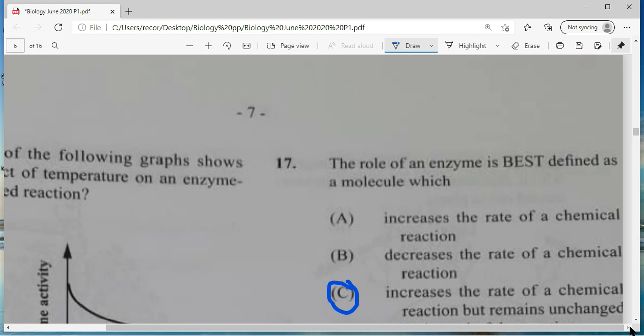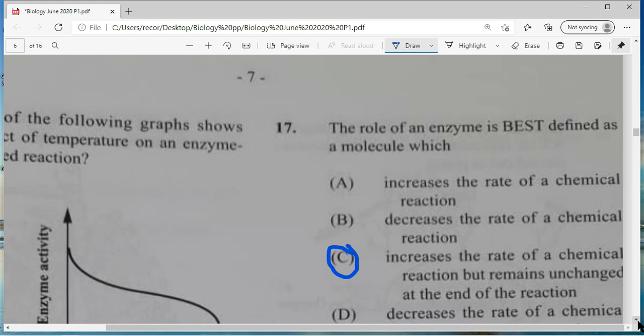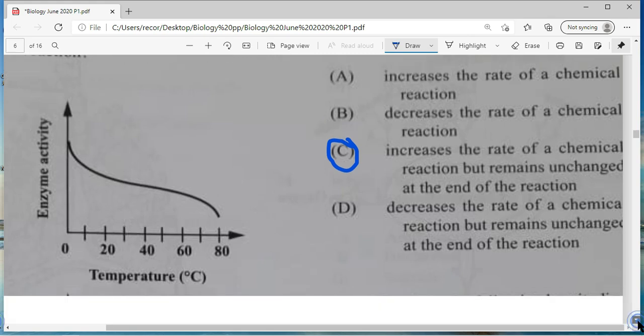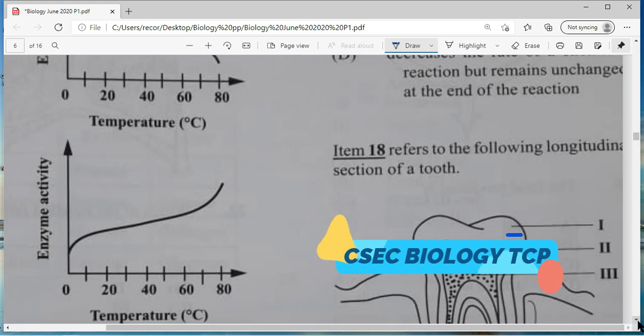If you look at option A, you will realize that the increased rate of chemical reaction is of course plausible. B is out, but look at C: increased rate of chemical reaction but remains unchanged at the end of the reaction. That is of course the most suitable answer, or the best answer we would say. I'll move on to question number 18.